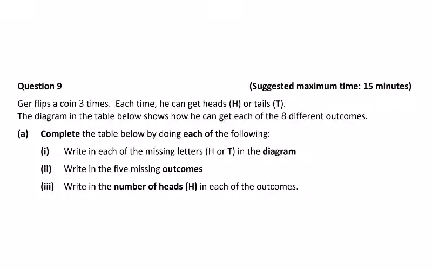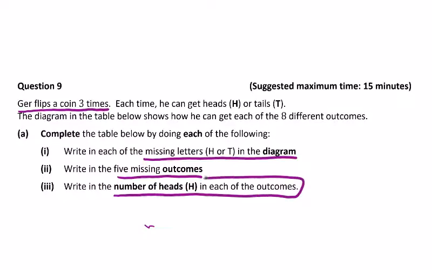Question 9. There was 20 marks for question 9. It's another coin flip question. Probability. The diagram is given underneath this, so we're just asked to fill in the missing letters, H or T, heads or tails, the 5 missing outcomes, and the number of heads in each of the outcomes. This is something that you should have learnt off in first year. If you know these probabilities off by heart, this is the easiest question you're ever going to get.